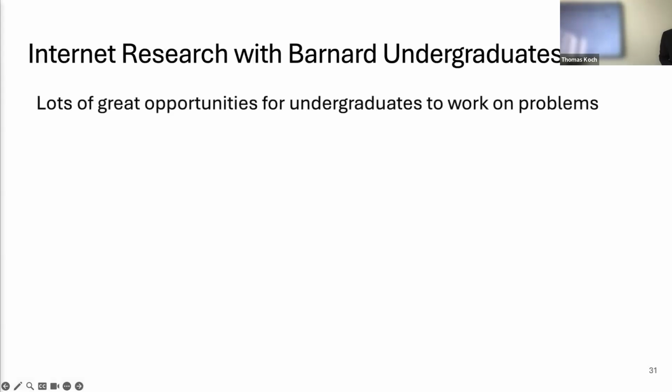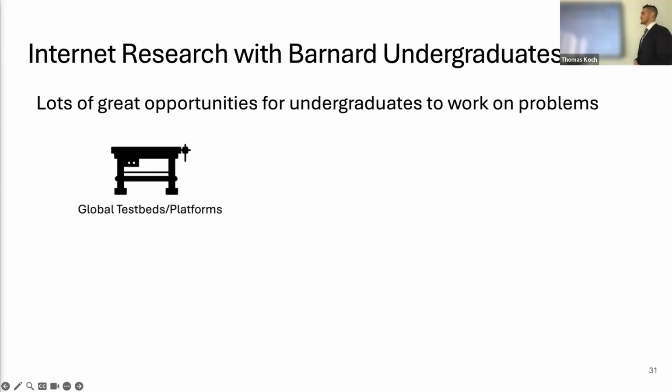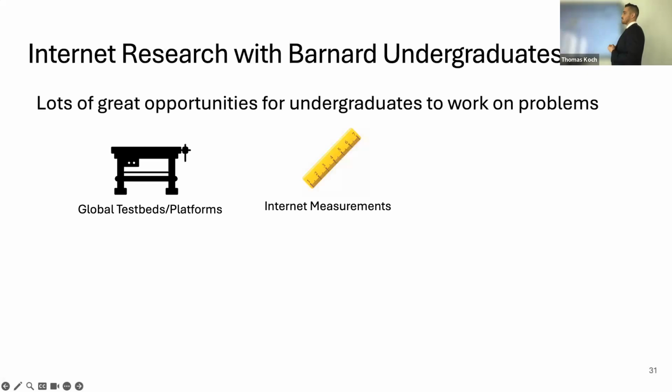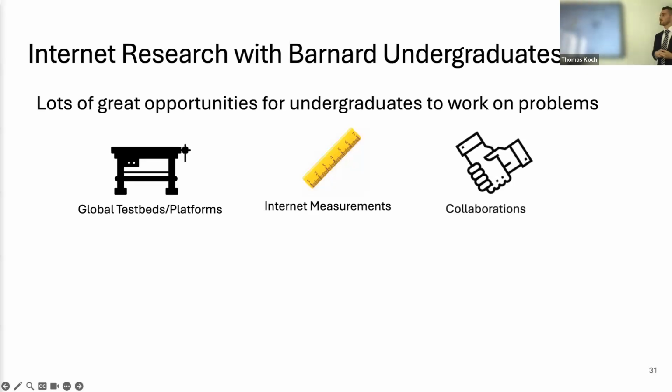And I see internet research as great for working with Barnard undergraduates. There's lots of great opportunities for undergrads. And I think internet research is a particular area of computer science research that's particularly amenable to them, partially because of the tools that you use all the time in conducting internet research. Undergraduates can work with internet measurements. It's giving them a tactile feel of the problems they're working on, and it allows for iterative growth and understanding of the way the internet works.